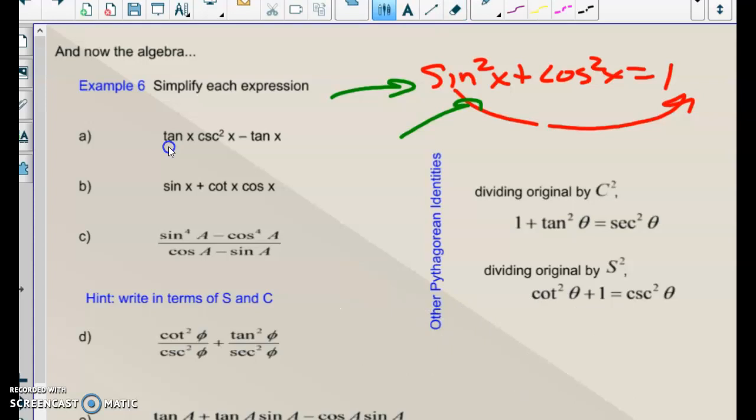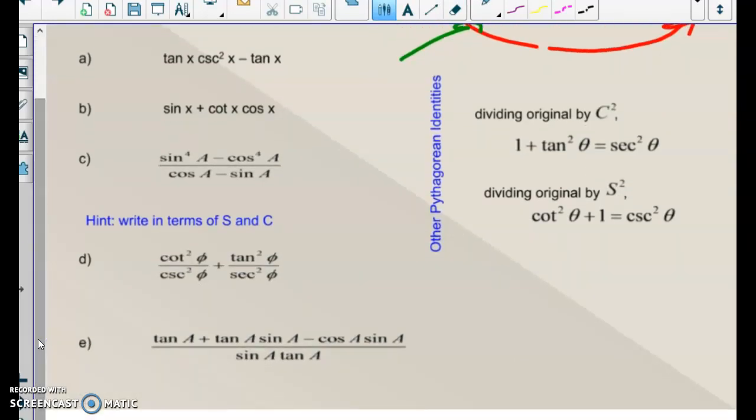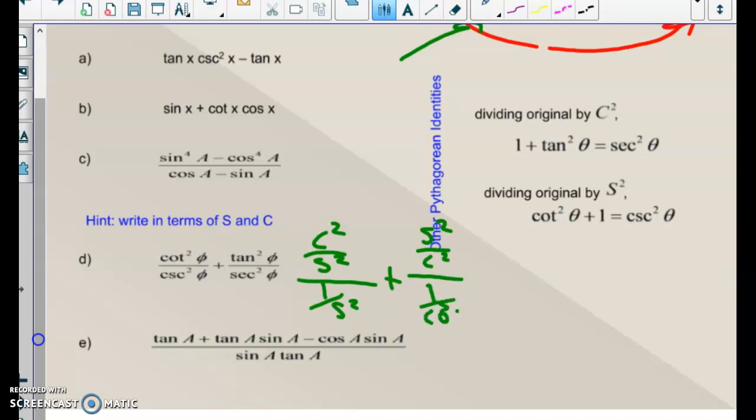On the bottom one here, we're going to use these shortcut letters. Let you be introduced to those a little bit. So I'm going to say my cotangent squared is the cosine squared over the sine squared. We're going to divide that by 1 over the sine squared, plus sine squared over cosine squared divided by 1 over the cosine squared.